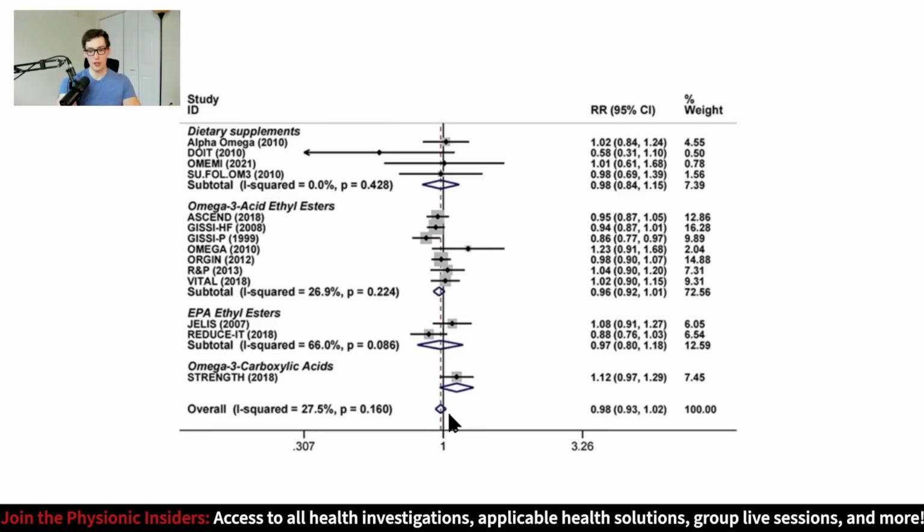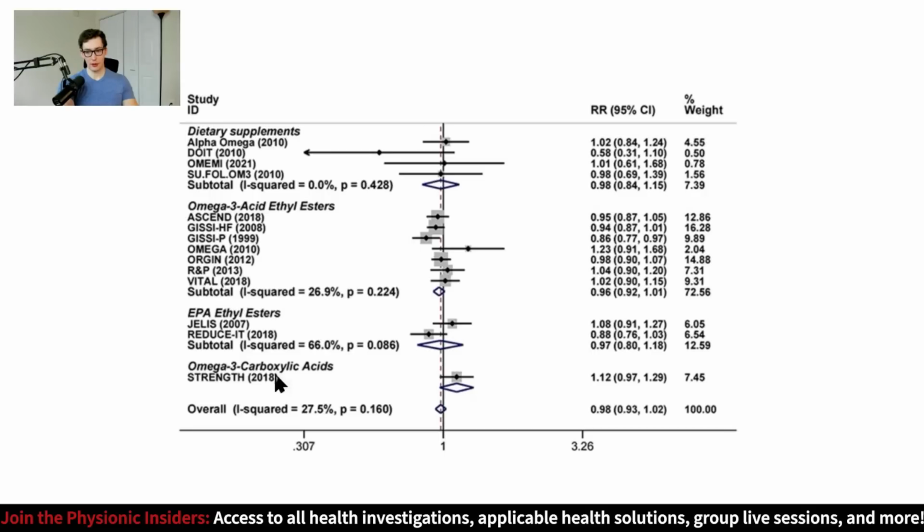And down here is the overall effect, which indicates all of this data combined. I can go ahead and tell you that the results again were confirmed, that there was no statistically significant benefit. And then of course, you can look at each one of these. You might look at this one, for example, and say, oh, this one seems like it's moving to the right. So keep in mind, it's only one study.